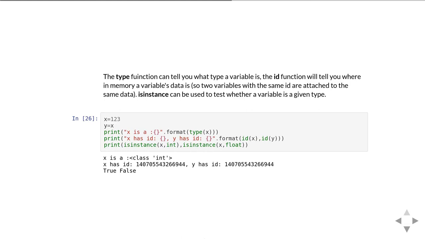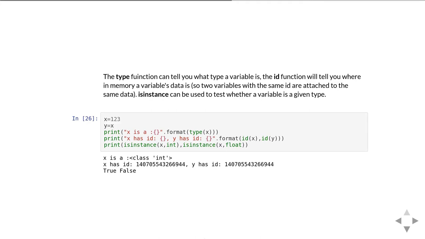Then when we do y equals x, what we're actually doing is creating a new name y which has the same memory address that x does. So if you ask what y is, it turns out it's 123. But it's the same 123 that x is pointing to. And so we can use id and show that that's what's going on.